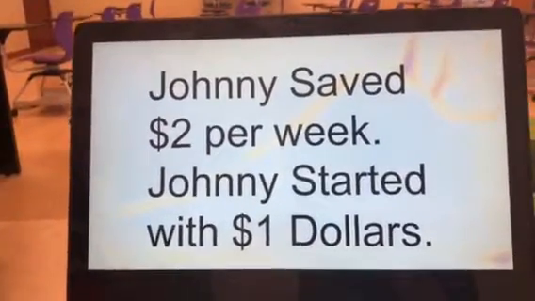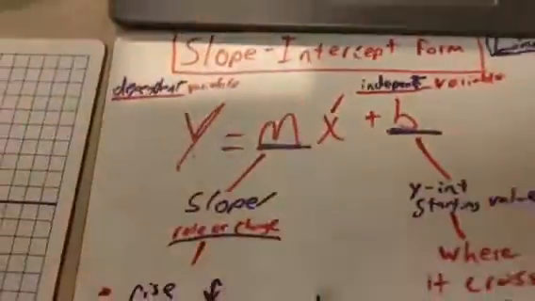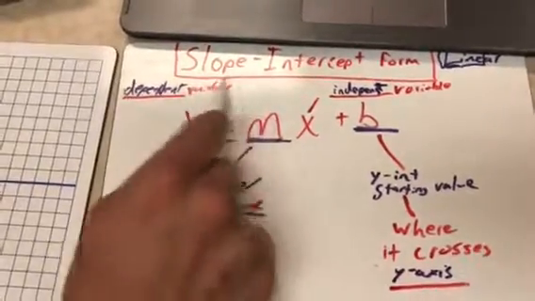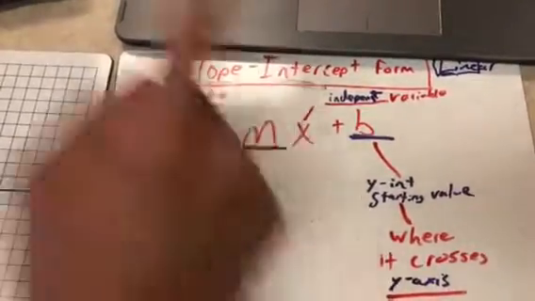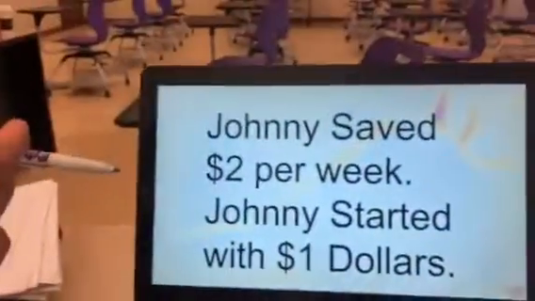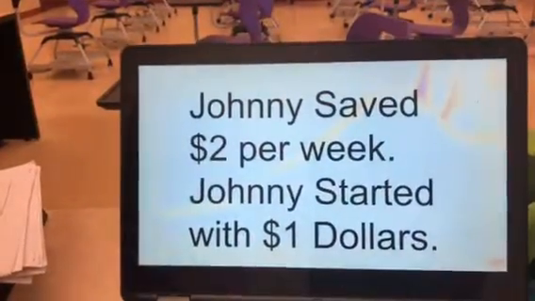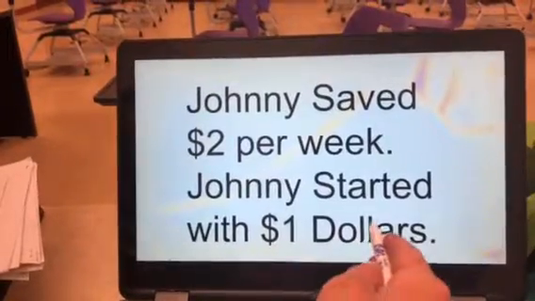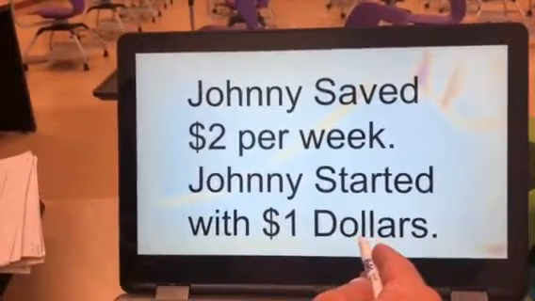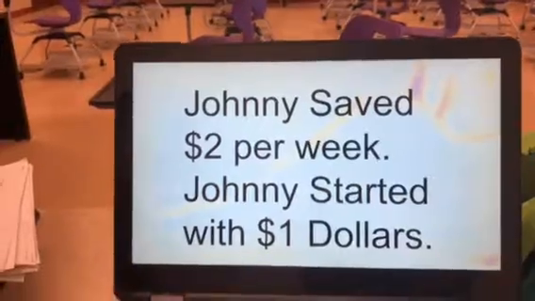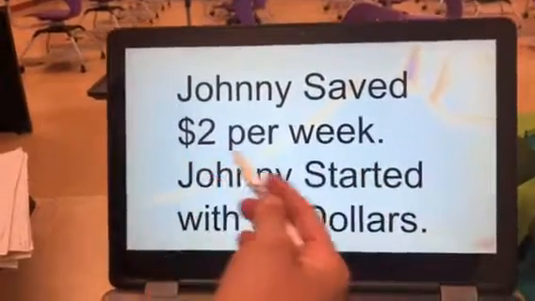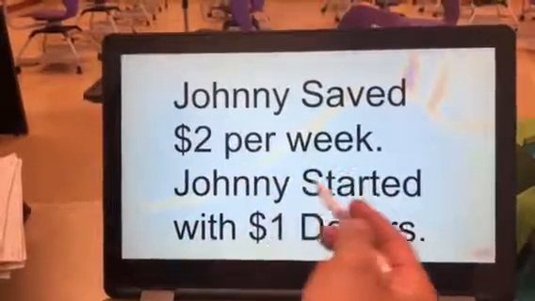So if we look back at what we talked about in the first video about slope-intercept form, we're looking for what is our slope and what is our intercept. Now, what's our starting value? Johnny started with $1, so $1 is going to be our starting value. And then what is our slope? Our slope is going to be $2 per week. That's our rate of change, $2 per week.